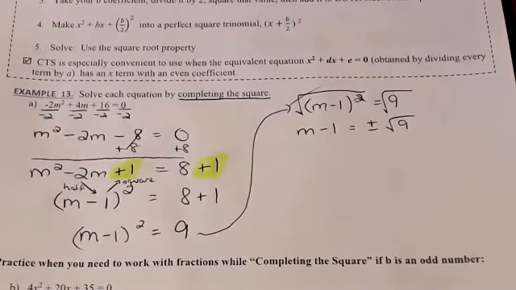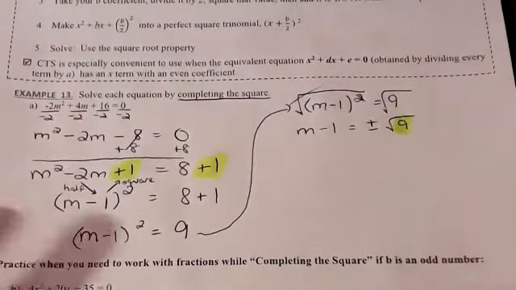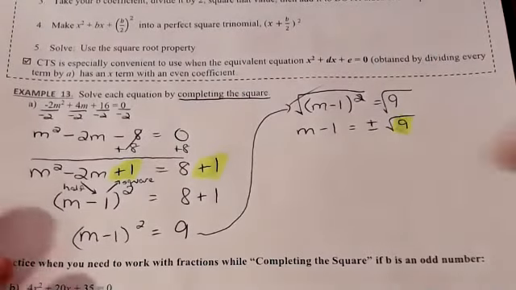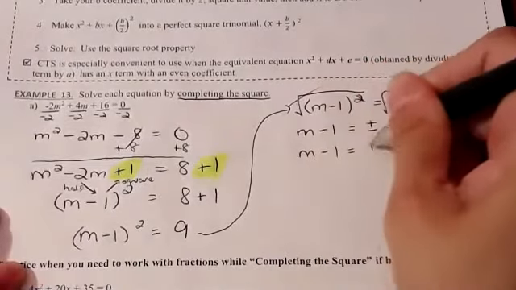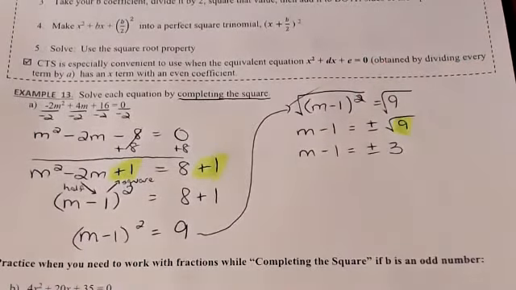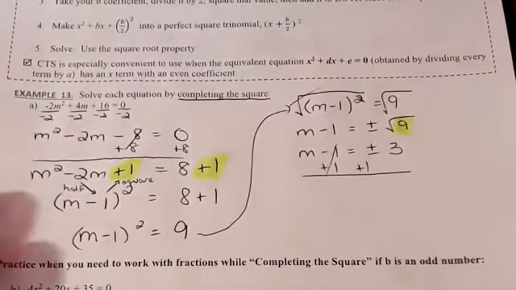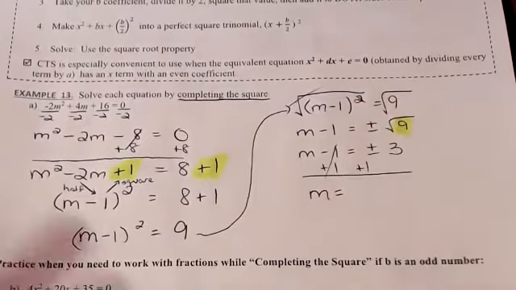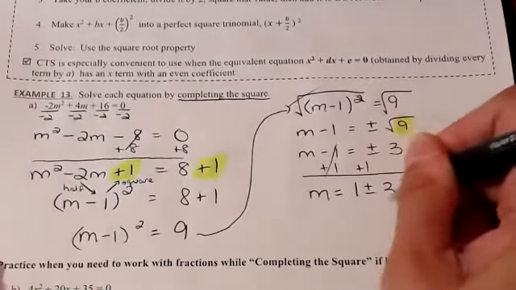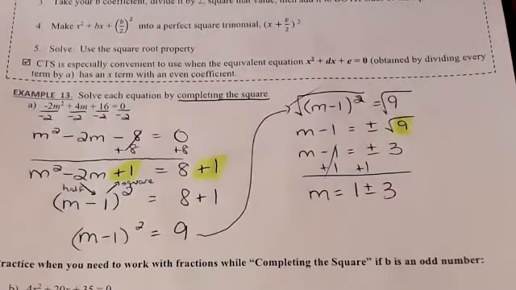That's huge. You don't want to forget that plus or minus. We know that square root of 9 is 3. So we have m minus 1 is equal to plus or minus 3. And now I want to solve for m by adding 1. So let's add 1. And then we have 1 plus or minus 3. We need to evaluate each piece. We have 1 plus 3 and we have 1 minus 3.